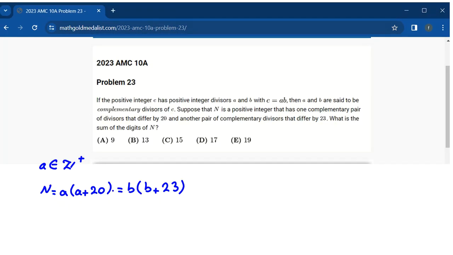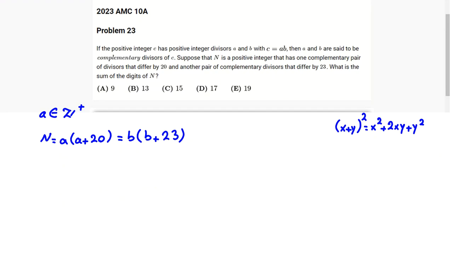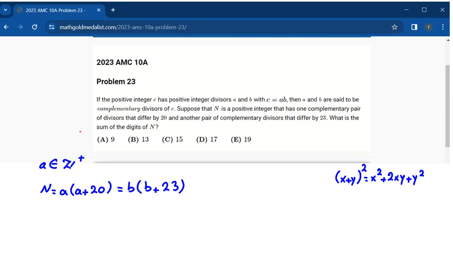For this one, we want to use what identity? Again, a special case of the binomial theorem. x plus y squared is equal to x squared plus 2xy plus y squared. So here we can say what? I want to write the first one as something squared. Let me write a squared plus 20a is equal to b squared plus 23b.